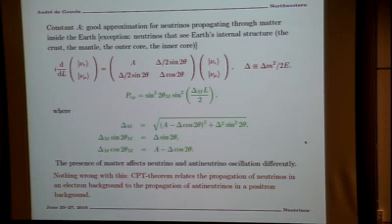Now, the last thing, which I won't talk about, but people can ask me in the discussion, is that if you want to try to understand the solar neutrino problem, it turns out that matter effects are really important.